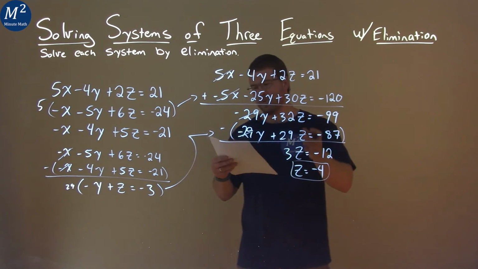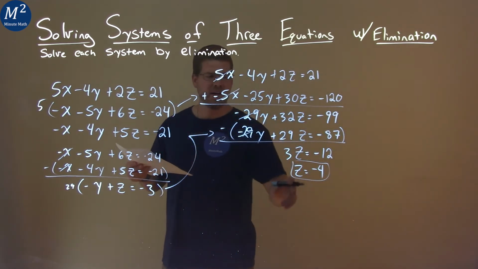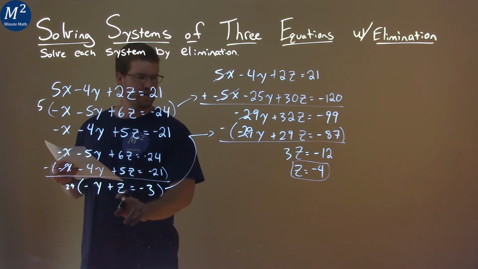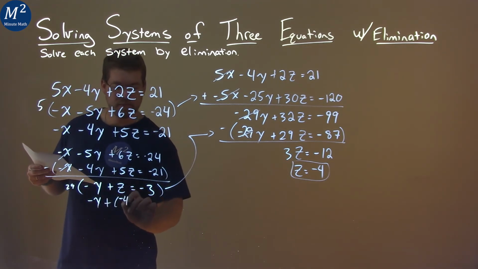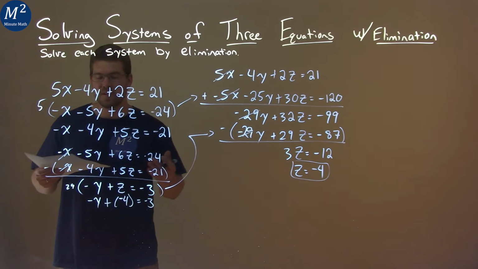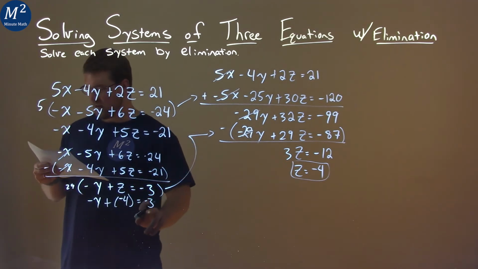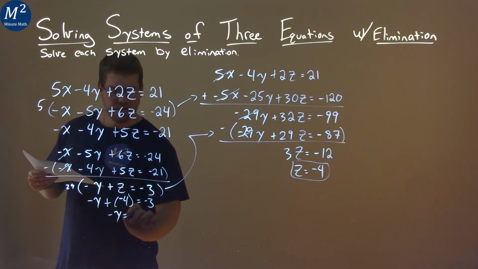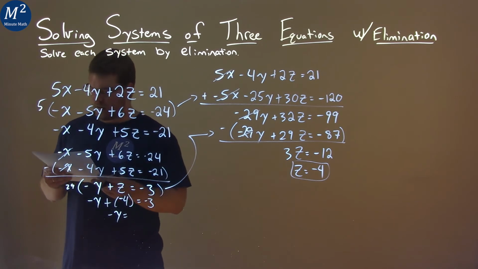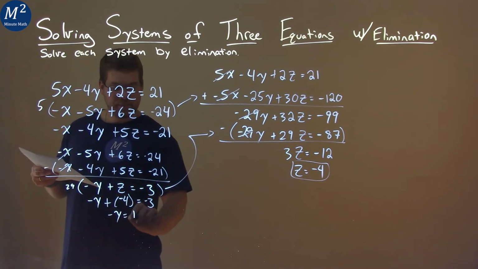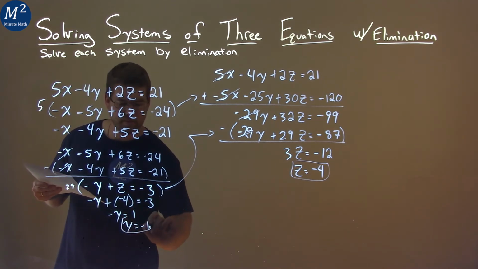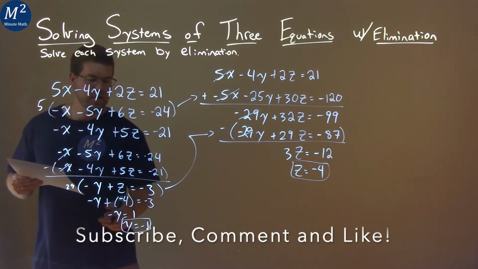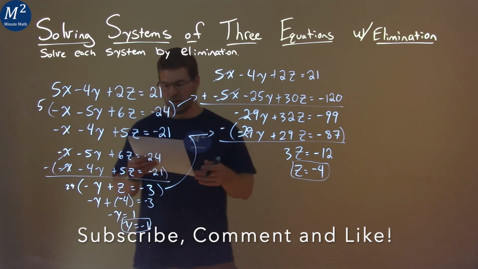We got one of the values, but it's actually not too hard now. We're going to take that z and plug it in here. We have negative y plus a negative 4 equals negative 3. Let's solve for y. Add a 4 to both sides. We have negative y equals a positive 1. Divide both sides by negative 1, and y equals a negative 1. So y equals negative 1, and we have z equals negative 4.